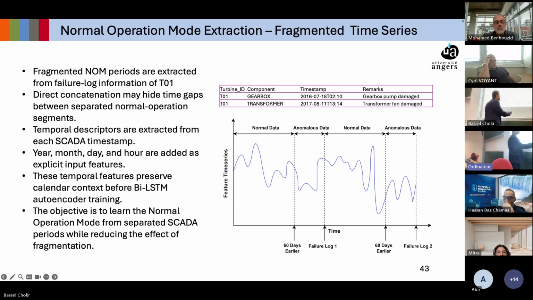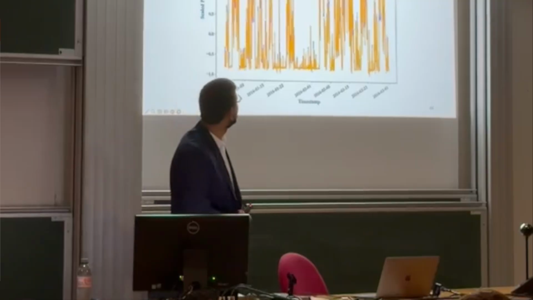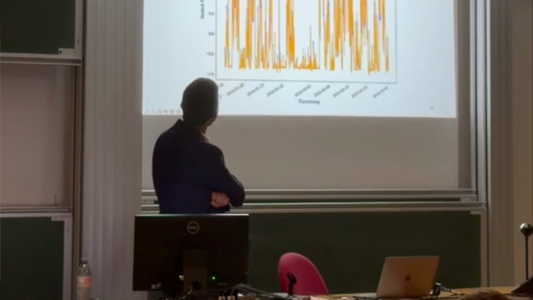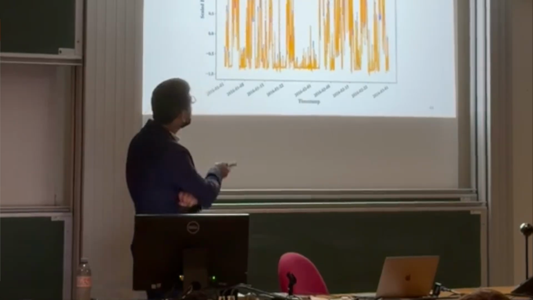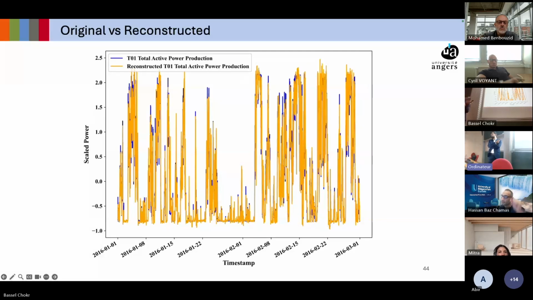So we avoided the interval 60 days before failure log 1 and 60 days before failure log 2, and extracted two normal operation sequences. Then we added temporal features, as we said, and got a new feature set for the NOM. After training our model on the different variables of the wind turbine, here we can compare T01's total active power production in blue with the reconstructed feature. We reconstructed the variable in a near perfect way.